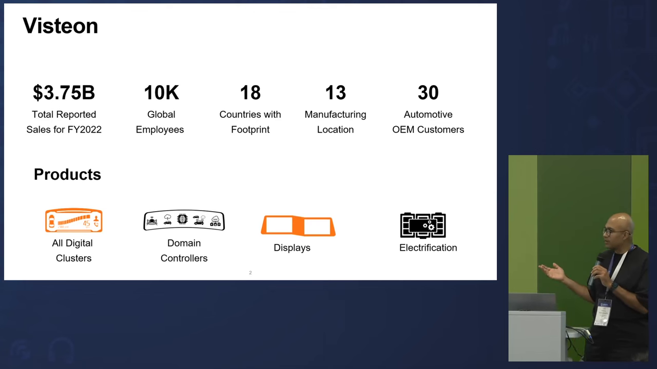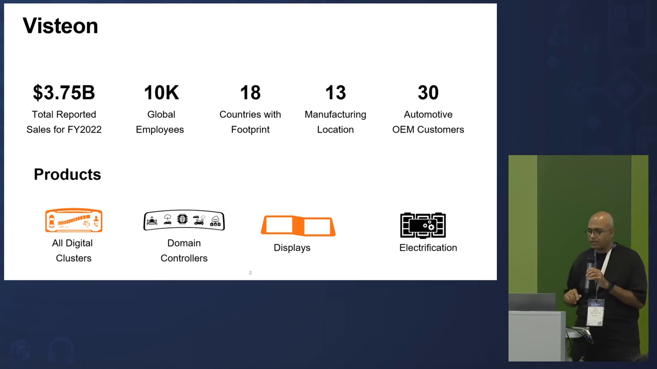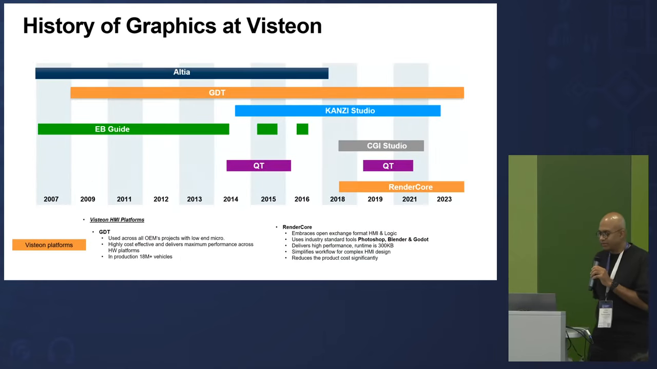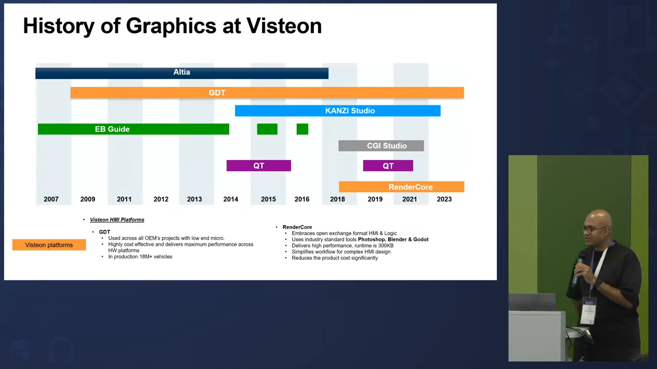So we primarily make money out of manufacturing car dashboards. We have primarily four product lines. What we call the instrument cluster is what the driver sees as meters, the infotainment system, and now displays which go from pillar to pillar or the entire car, and then electrification in terms of battery management and so on. So Visteon has had a long history in graphics.